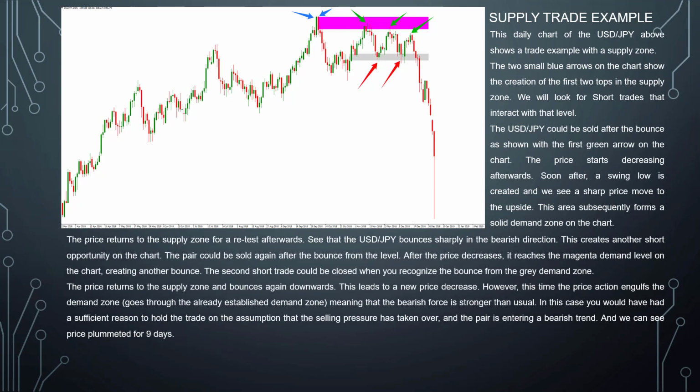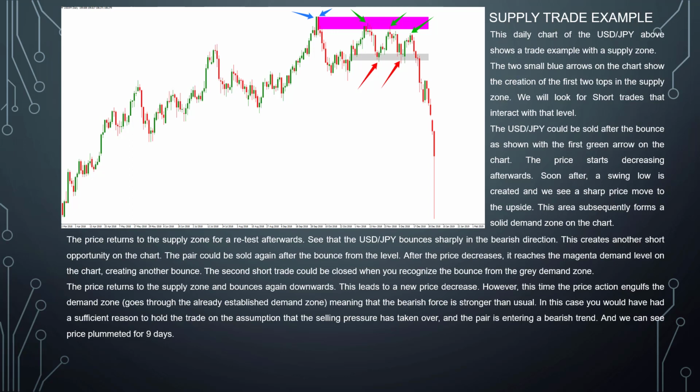The price returns to the supply zone for a retest afterwards. See that the USDJPY bounces sharply in the bearish direction. This creates another short opportunity on the chart. The pair could be sold again after the bounce from the level. After the price decreases, it reaches the magenta demand level on the chart, creating another bounce.